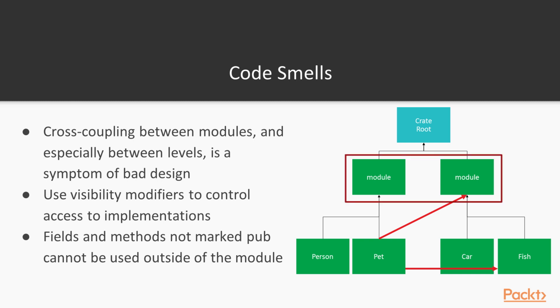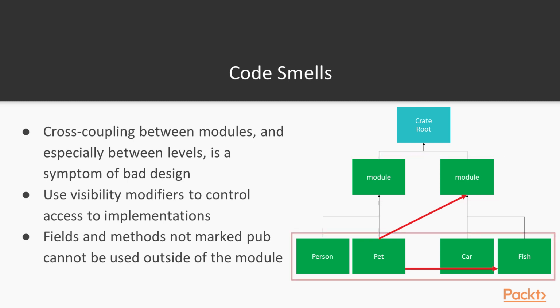Here, we see two modules, one of which contains person and pet, and one of which contains car and fish. Pet and fish are in different modules, but pet appears to depend on some features of fish, and the second module appears to require contents of pet, which is in the first module. This is not a good thing, and if you see it happening in your codebase, you should consider reorganizing your module structure.